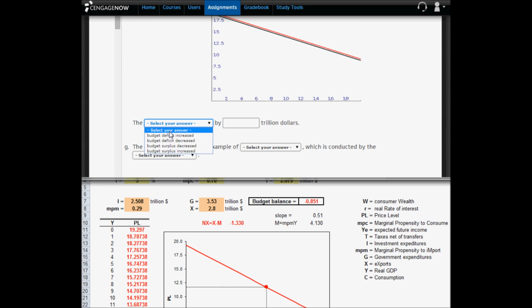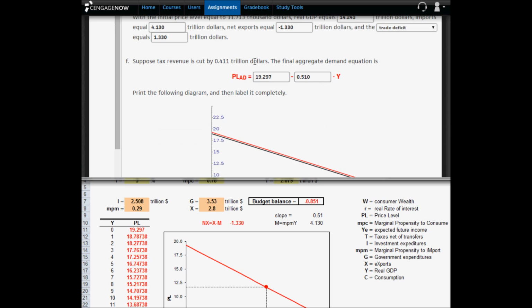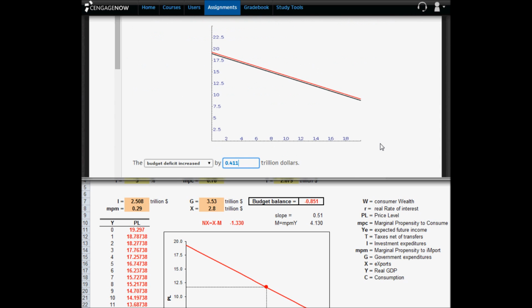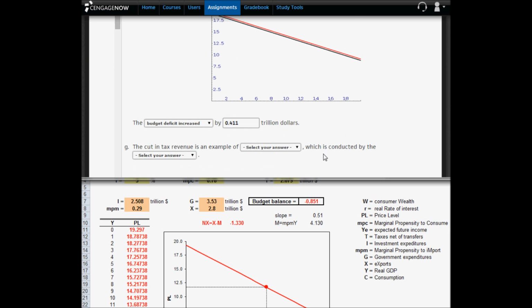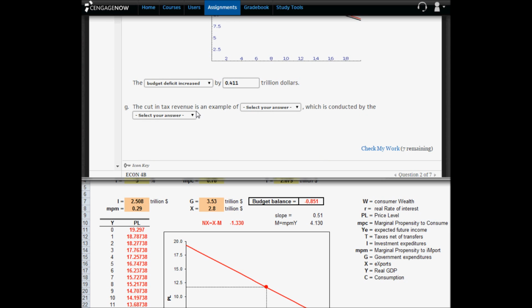Now the budget deficit increased by the amount of the tax cut. The tax cut was $0.411 trillion. So the budget deficit increased by $0.411 trillion. The budget deficit increased to $0.851 trillion, or $851 billion. The cut in tax revenue is an example of fiscal policy, which is conducted by Congress and the President.